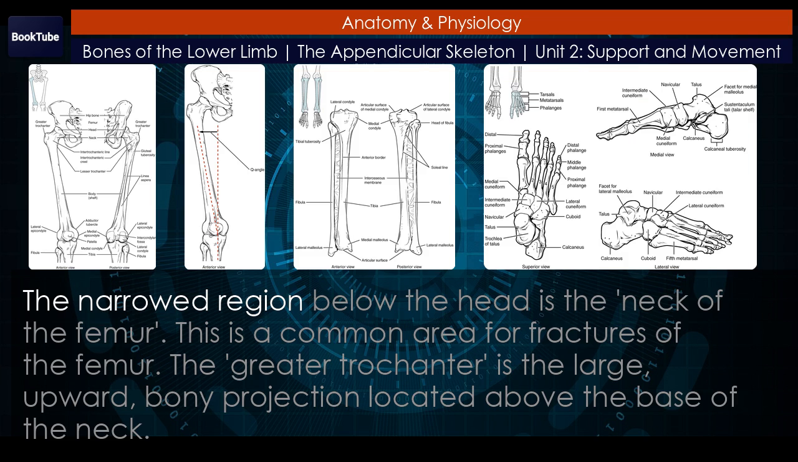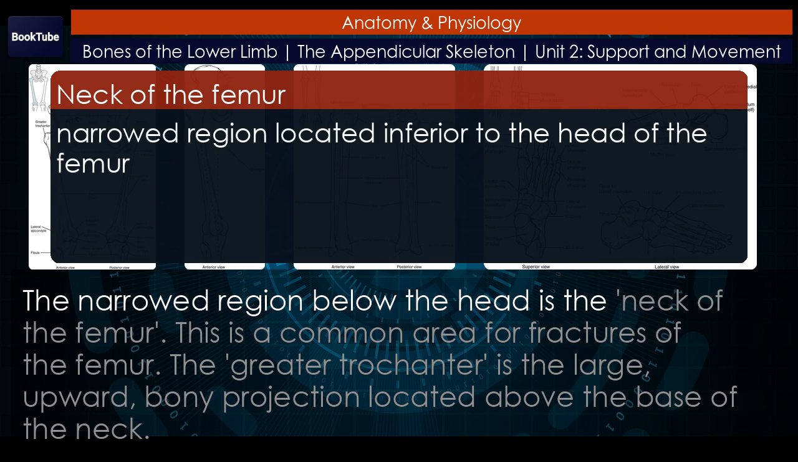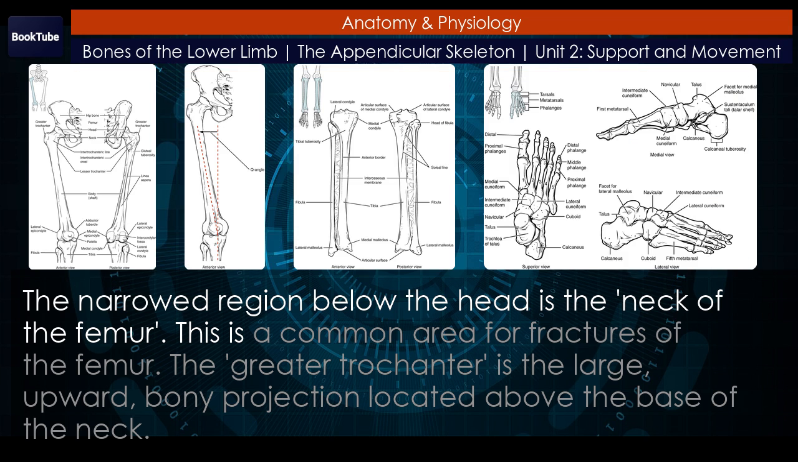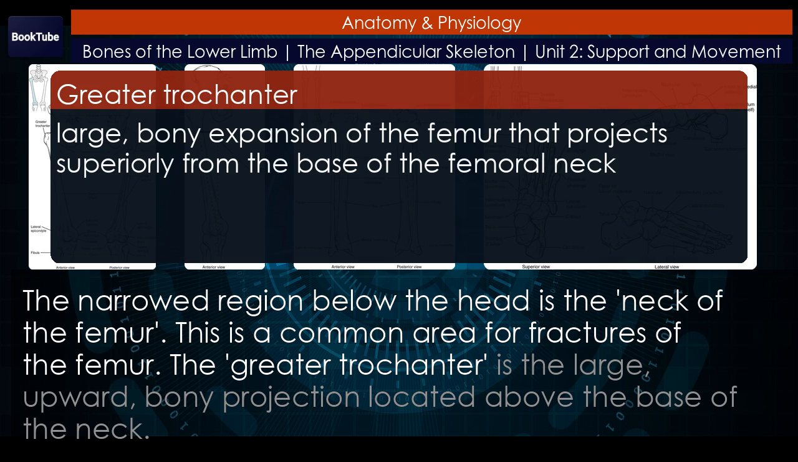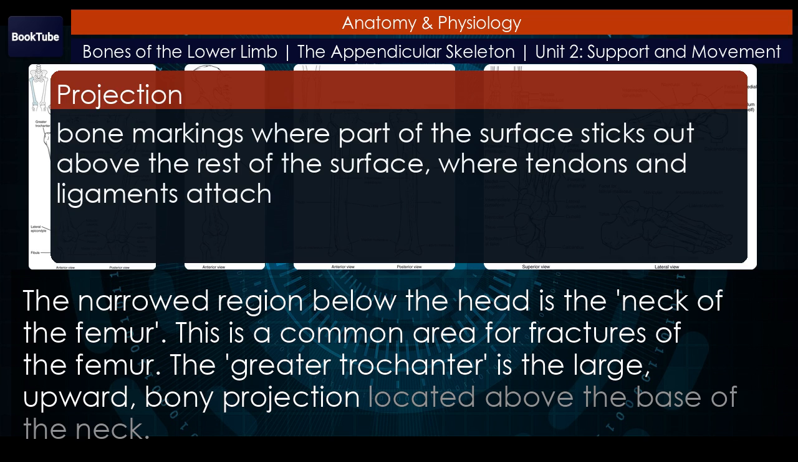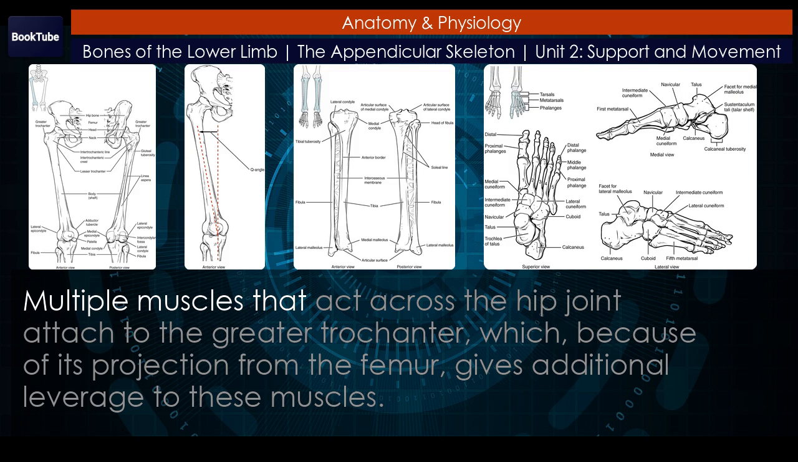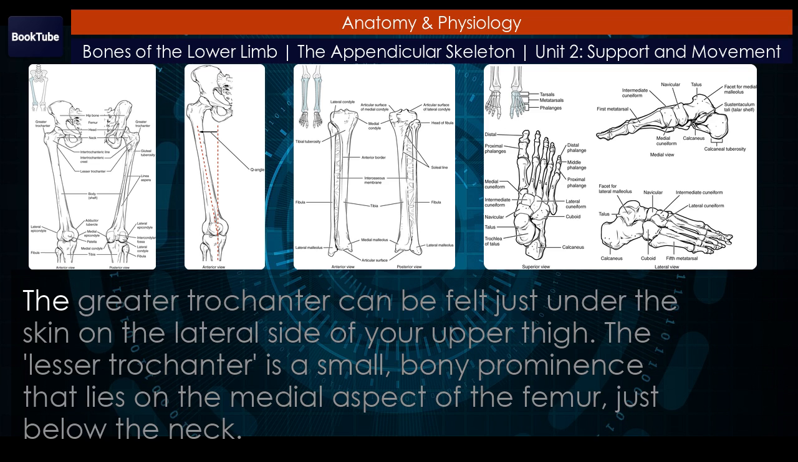The narrowed region below the head is the neck of the femur. This is a common area for fractures of the femur. The greater trochanter is the large, upward, bony projection located above the base of the neck. Multiple muscles that act across the hip joint attach to the greater trochanter, which, because of its projection from the femur, gives additional leverage to these muscles. The greater trochanter can be felt just under the skin on the lateral side of your upper thigh.